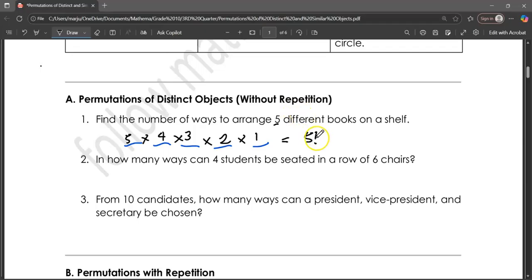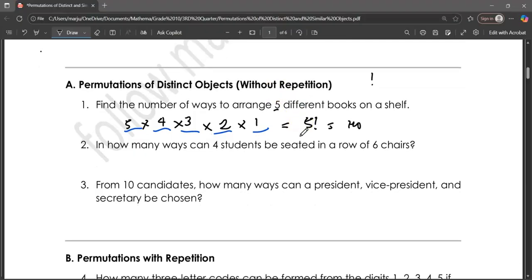So again, remember our math symbol here, factorial. That means we're going to multiply downward. So if you have 5 factorial, we're going to do 5 times 4 times 3 times 2 times 1, excluding 0, of course, because that will make everything 0. So 5 factorial is just equal to 120. Meaning there will be 120 ways to arrange these 5 different books on a shelf.